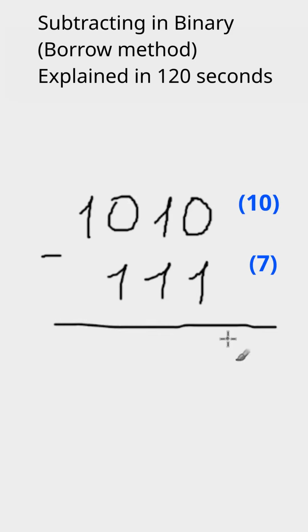Let's say you want to subtract binary 111 from 1010. You cannot subtract 1 from 0. We're going to the neighbor one step to the left and take this one. But what we're getting is actually not 1, but 2. 2 minus 1, that's 1. What used to be 1 is now 0.